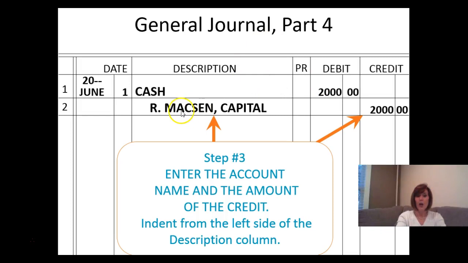Now we've got our credit. And notice the indent that you see here. So the credit entries are going to be indented from the left margin. And then we've listed our credit for Rohan Capital in the credit column. And we see our debits and our credits equal, so we're all good.